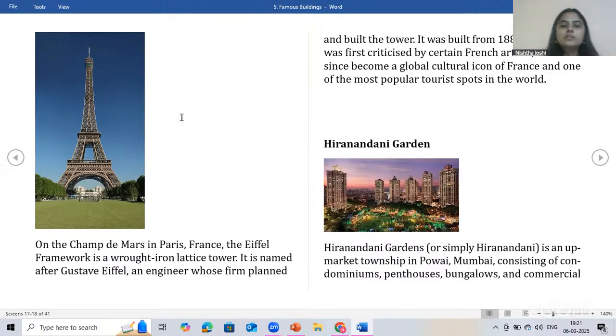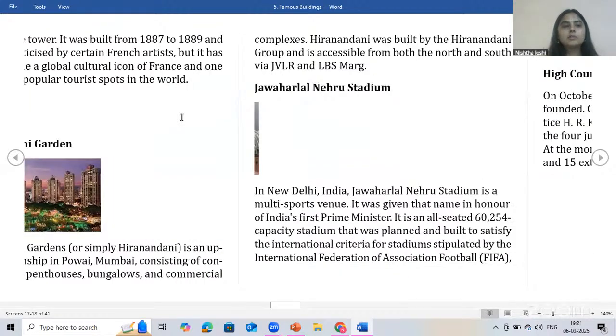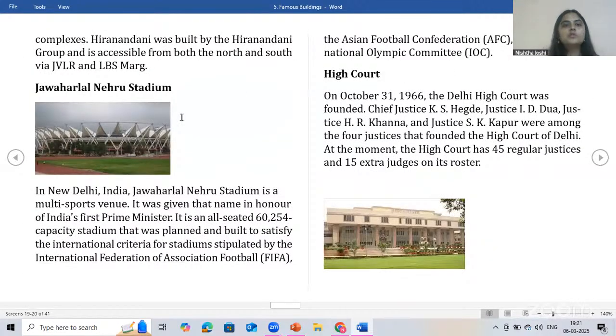Next famous building structure is Hiranandani Garden. Hiranandani Garden, or simply Hiranandani, is an upmarket township in Powai in Mumbai. This actually, the entire locality has penthouses, condos, bungalows, and commercial complexes. Hiranandani was built by the Hiranandani Group and is accessible from north and south part of Bombay, and is a very prominent housing and commercial district in Mumbai.